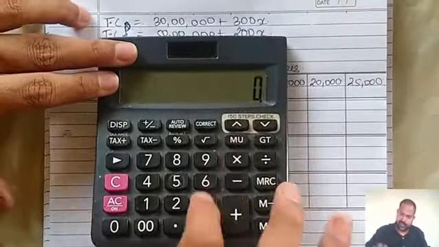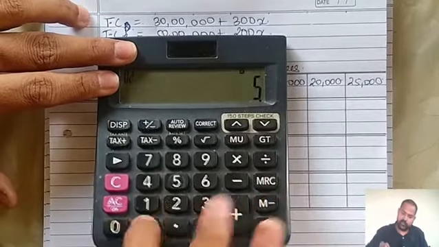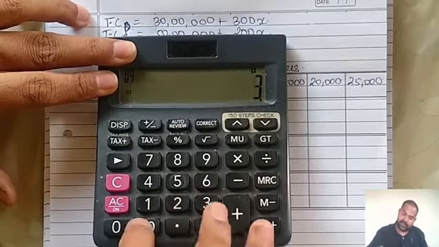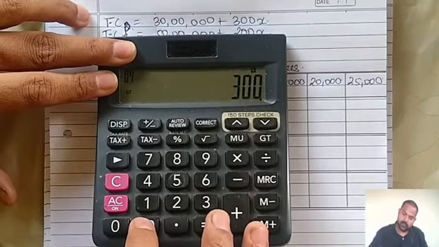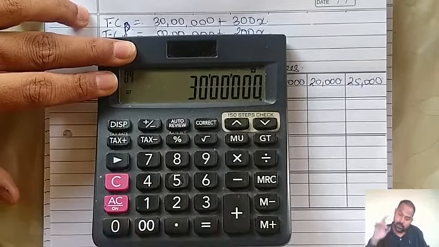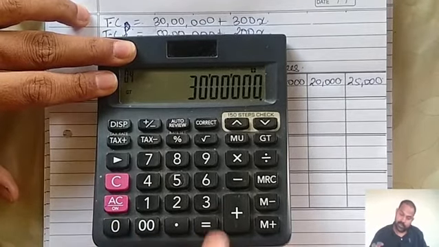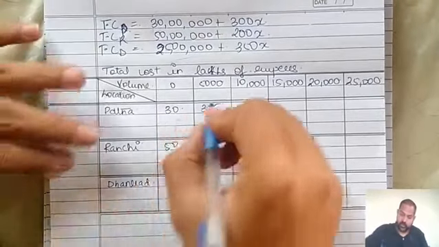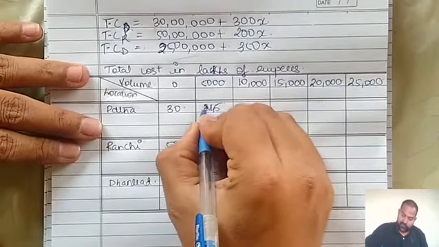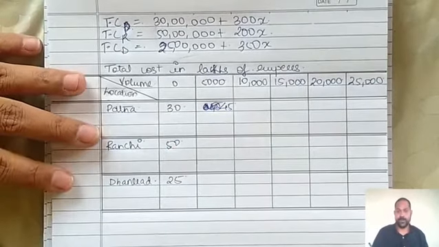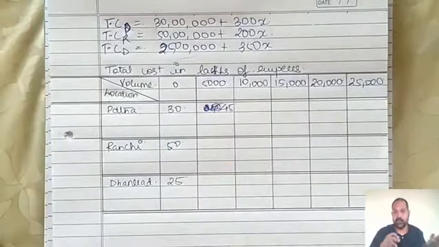So it is 300 into 5,000 units is correct, 15 lakh. 15 lakh plus 30 lakh. Correct? Yes. Is 45 lakh rupees. Sorry. So this is going to be 45 lakh. Done. Let me check for 10,000 units.